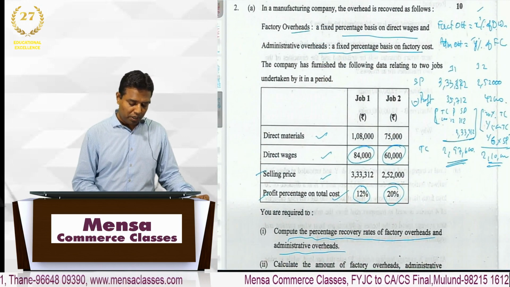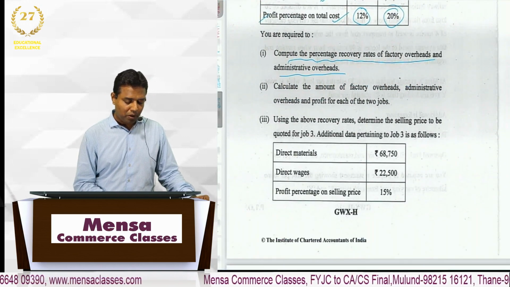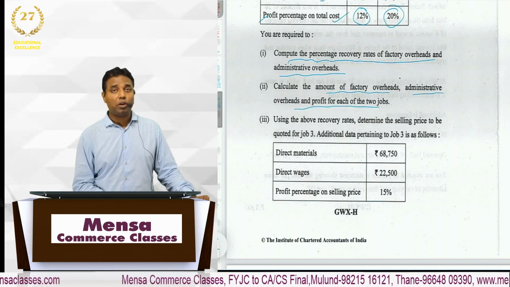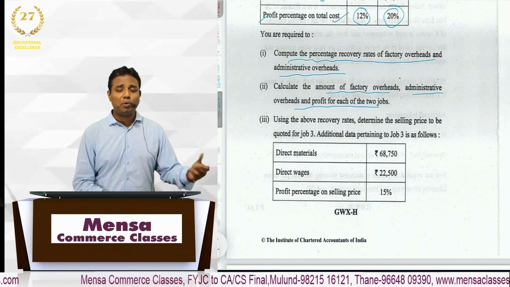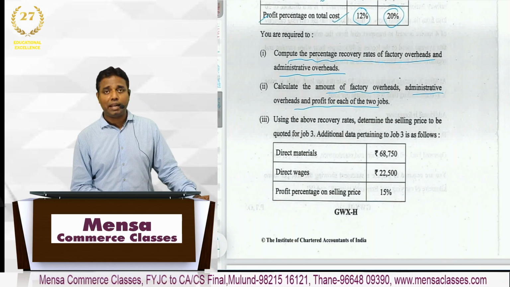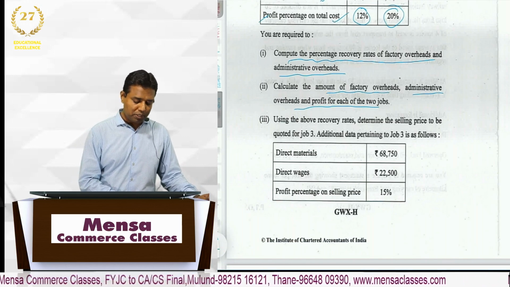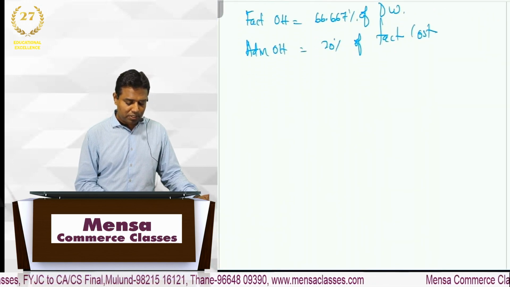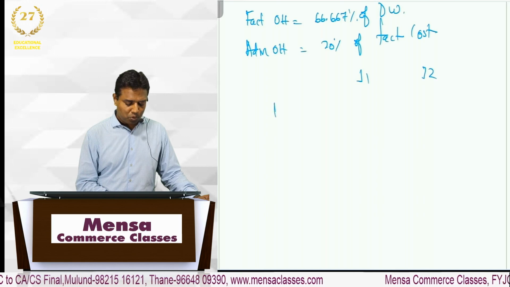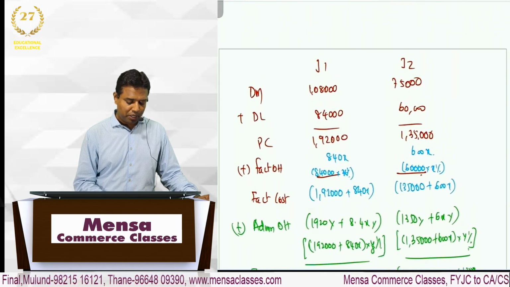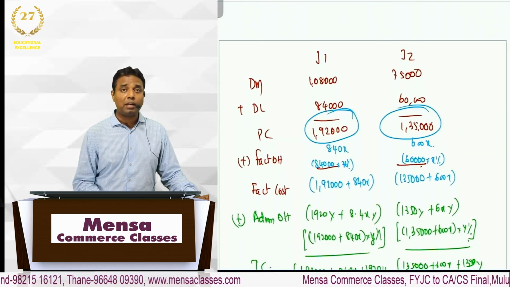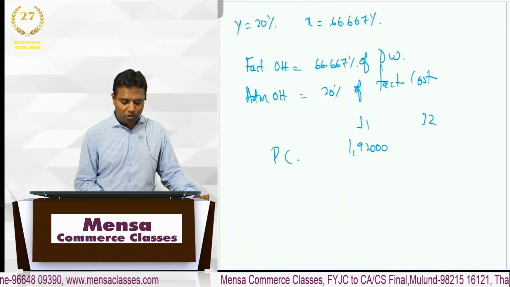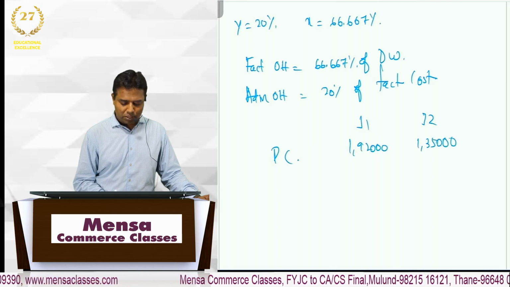Next, what we want here, they are saying calculate the amount of factory overheads, admin overheads and profit for each of the two jobs. Profit is already done, we'll get the factory overheads and admin overheads, right? So we can pick from the place where we stopped. We start with job 1, job 2. We already have the prime cost, I'm just doing a shortcut. So 1,92,000 is the prime cost and 1,35,000 is the prime cost.